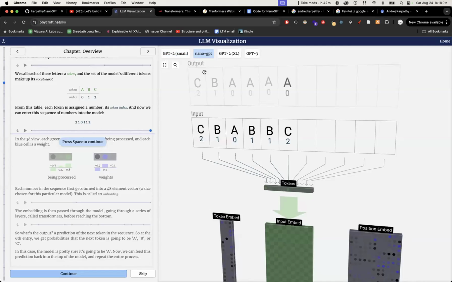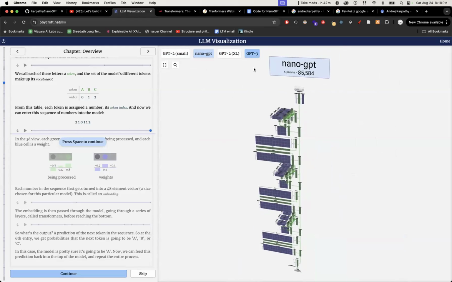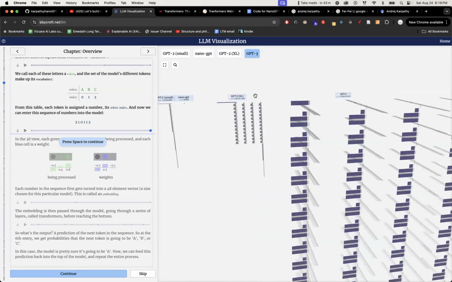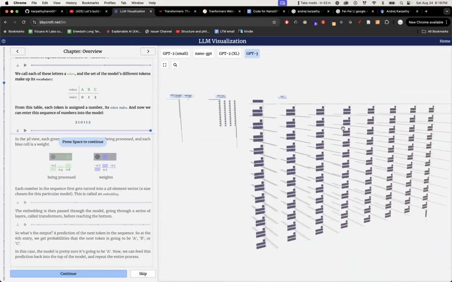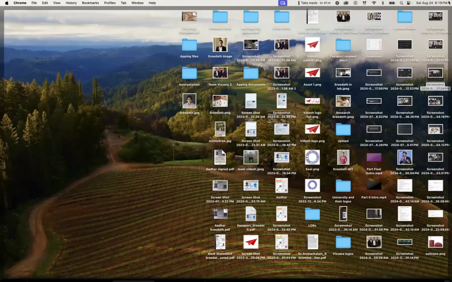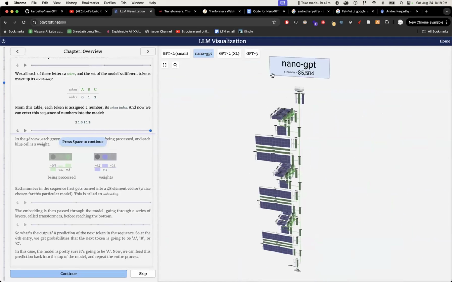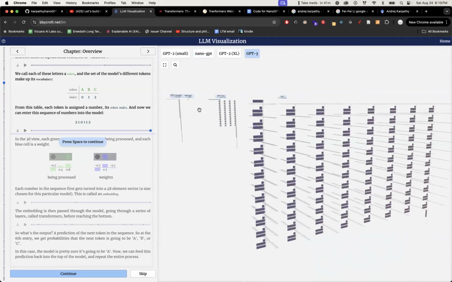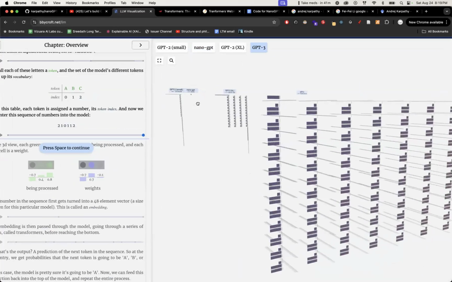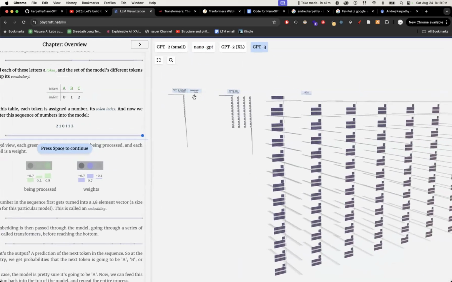Nano GPT is very small if you compare it with the size of GPT-3. If I click here, you zoom out a lot. This whole thing is a zoomed out view of all the different layers and all the different parameters in GPT-3. GPT-4 and GPT-4o are even more complex. Here, if you look at Nano GPT, it's so small in comparison. See how much I'm zooming in. You can't even see Nano GPT here. If you see this small dot over here, that is Nano GPT. This whole huge thing is GPT-3. So it's very, very small.